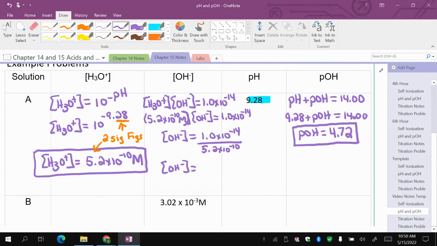And so I would need 2 sig figs. The least number of sig figs when you're dividing is the rule. And it is a concentration.